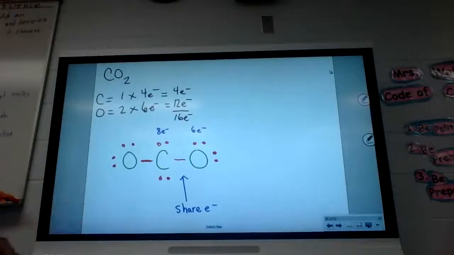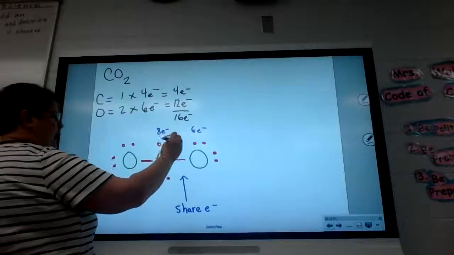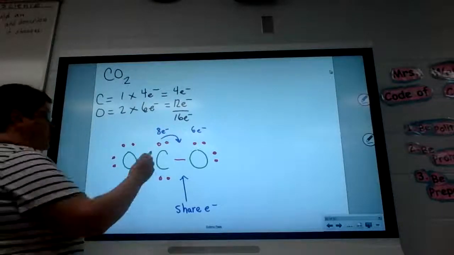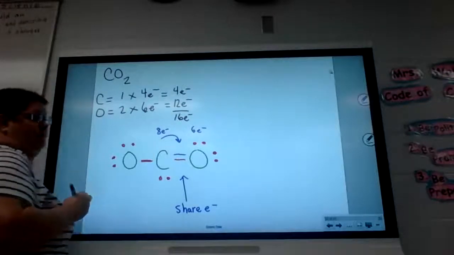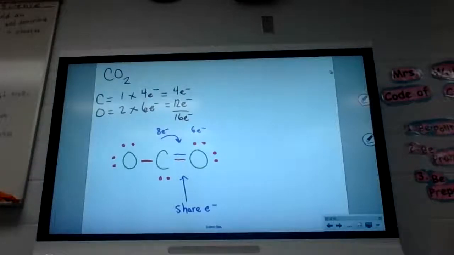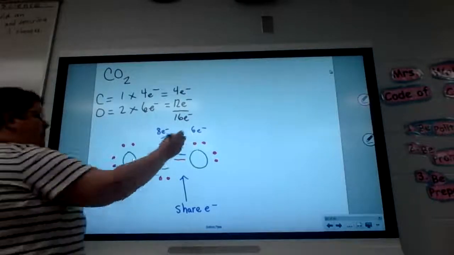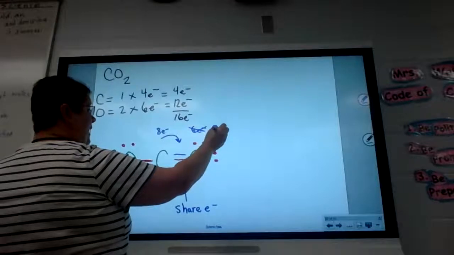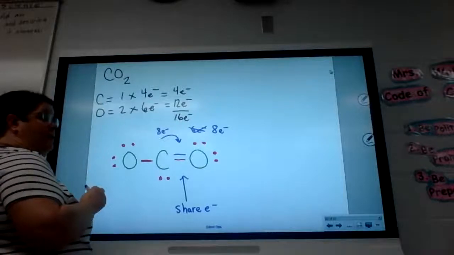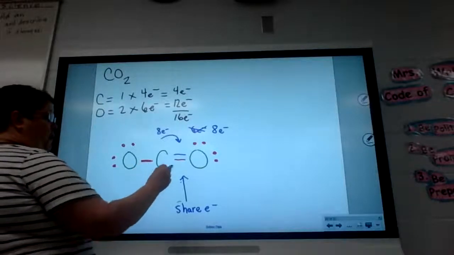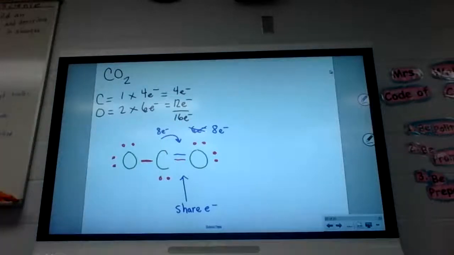So what we're going to do is take these 2 electrons and move them there. I'm going to take them off of here and put them right there. Now, how many electrons does O have? It has 8. It no longer has 6. It has 2, 4, 6, 8. How many does C have? 2, 4, 6, 8. I gave it a double bond, so it now has 8 electrons also. It kept its 8, but it helped O have 8.